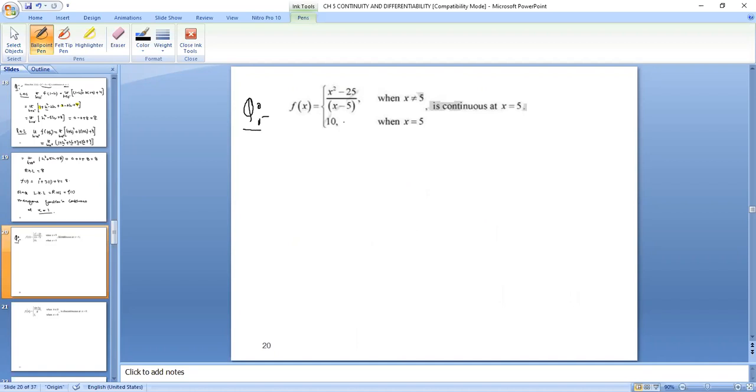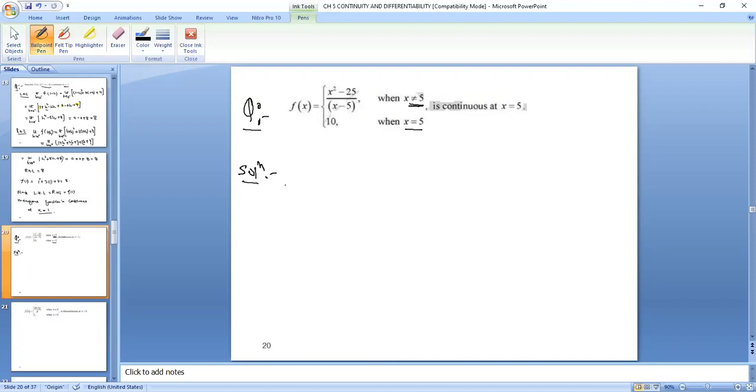We have to check the continuity of the function x square minus 25 upon x minus 5 when x is not equal to 5, and 10 when x is equal to 5. Now the value of the function is given, it is 10, right? Whenever we are given the function in a ratio, the very first step, we will simplify the ratio if we can.